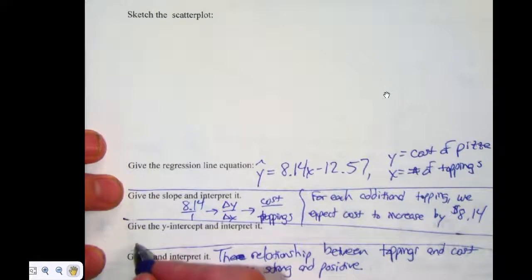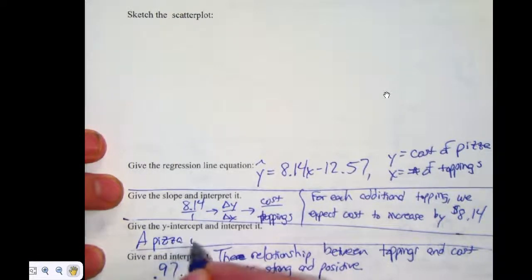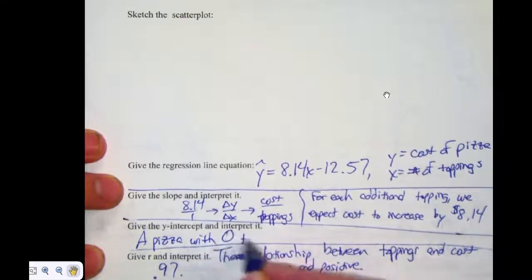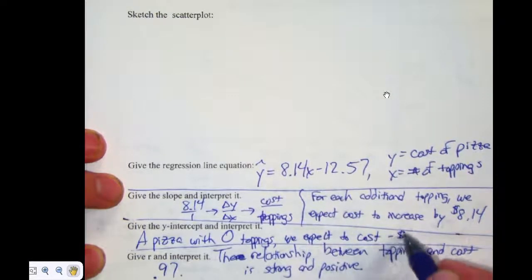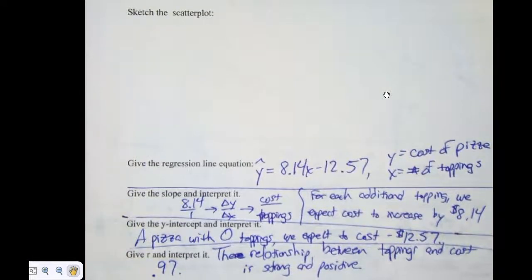So, a pizza with 0 toppings. We expect to cost negative $12.57. So they owe me money and a pizza. This is great.